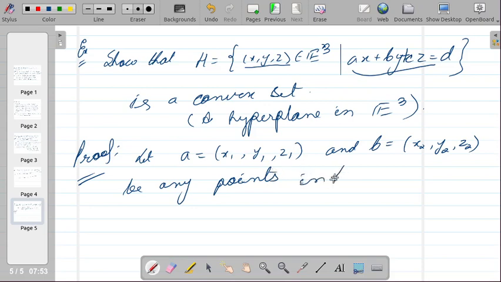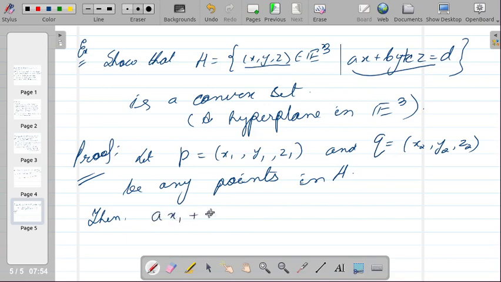Let there be any points in H. Then what will happen? I cannot take A because A is already given here. So let us take some other points, say P and Q. Let P equal to this, Q equal to this, be any two points inside H. Then what is satisfied?